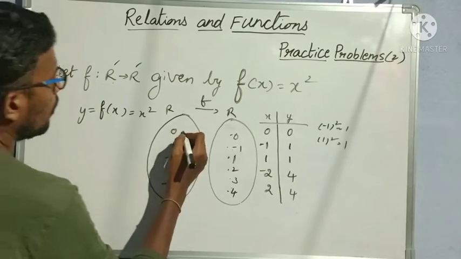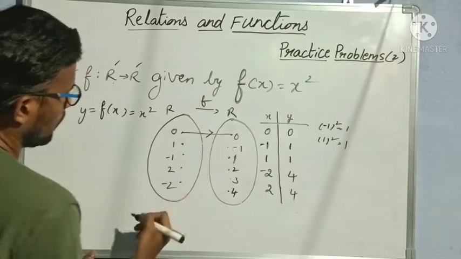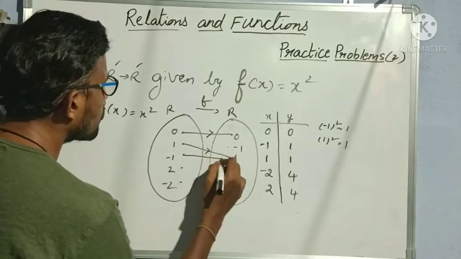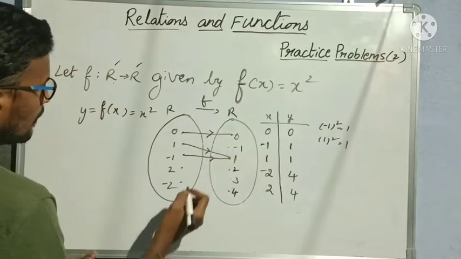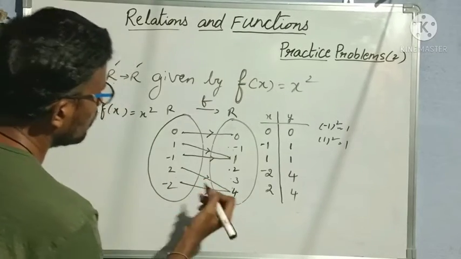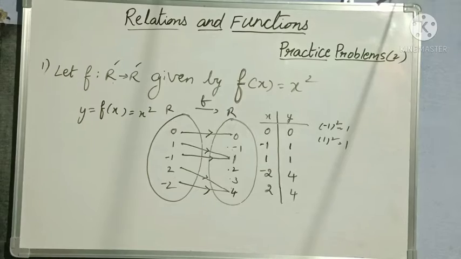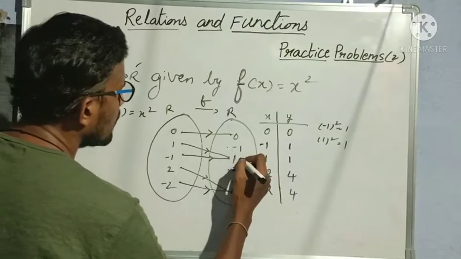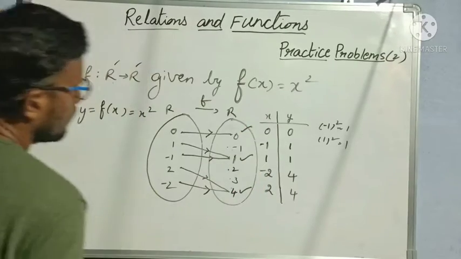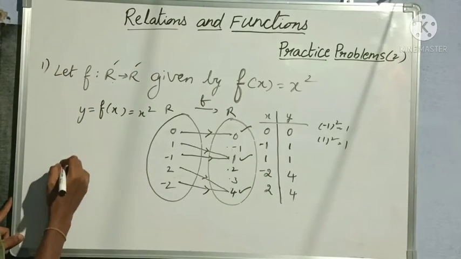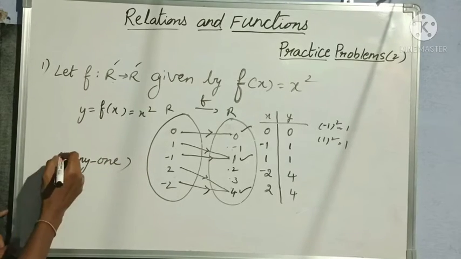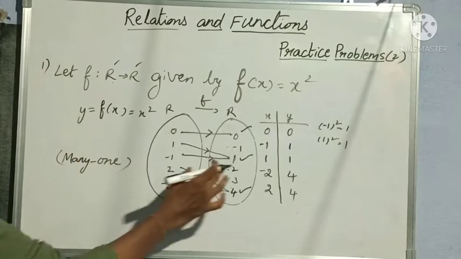So 0 is mapped to 0 and my 1 is mapped to 1. Even my -1 is also mapped to 1 here. In the same way, my 2 is mapped to 4 and -2 is also mapped to 4. Yes? So here more than one element is having the same image in B. So this function is what type of function? Many one function.